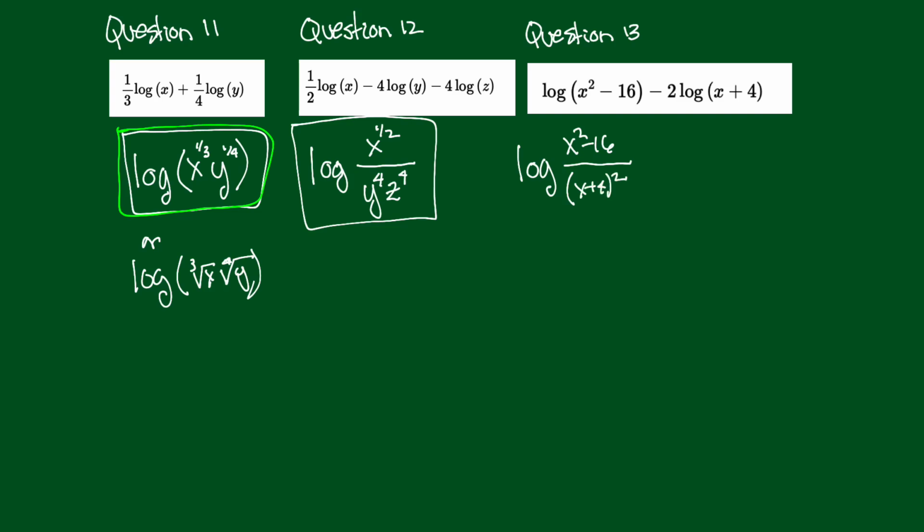Now, let's factor that top. So we're going to get the log of x plus 4, x minus 4. Oh, see it? That x plus 4 squared, we can cancel, right? So I can cancel that one on top with one of these on the bottom. And here's what we're left with. We are left with the log of x minus 4, right? That's all that's left on the top. And one x plus 4 on the bottom.